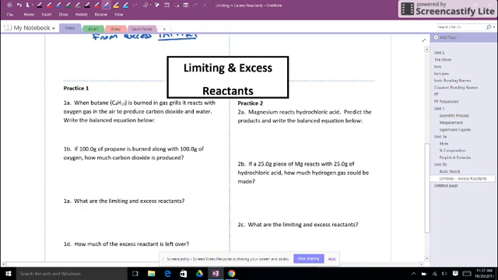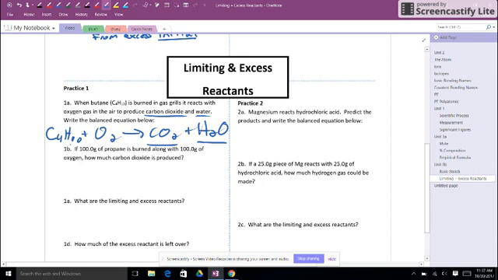When butane is burned in gas grills, butane is C4H10. I keep on doing that, H10. It reacts with oxygen gas to produce carbon dioxide and water. Now, this is one of those CHO type problems, so I hope that soon we're able to predict that the products are CO2 and water, although it just told us they were today.